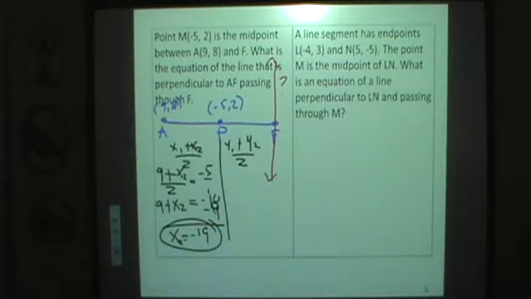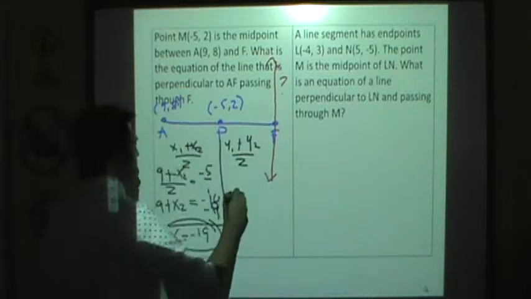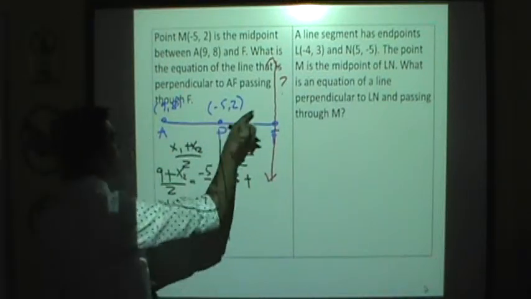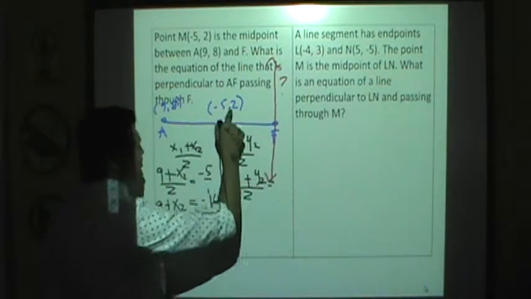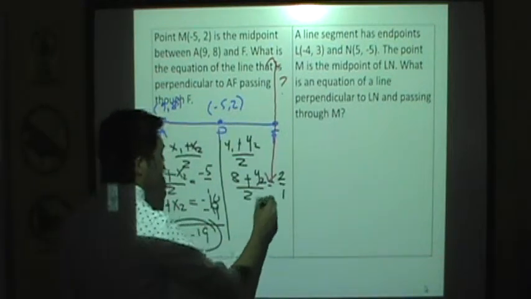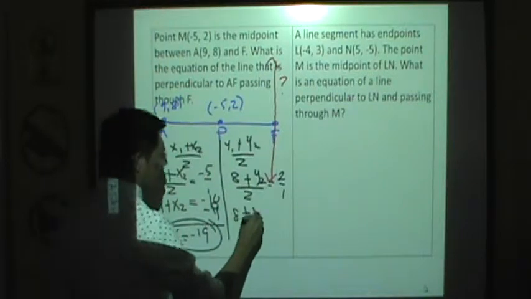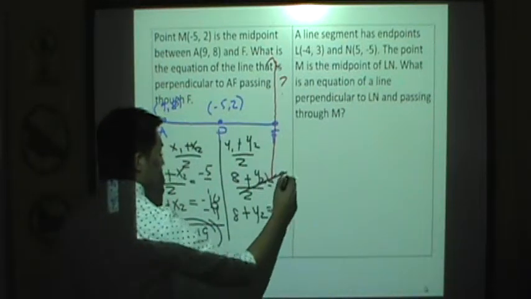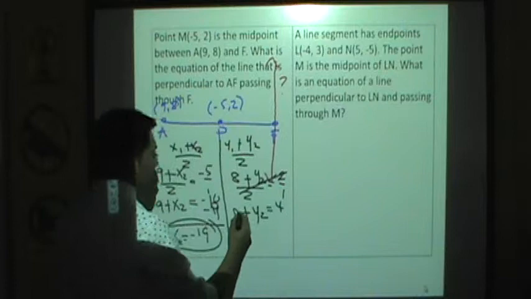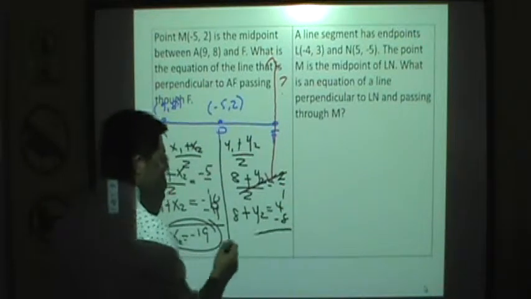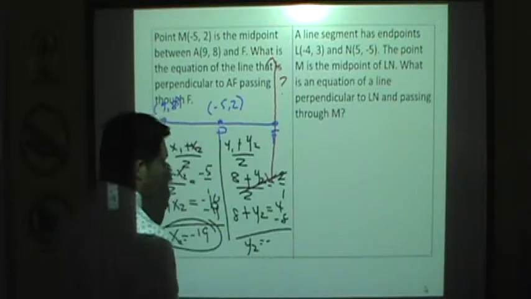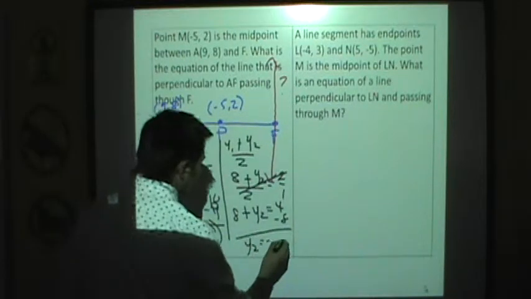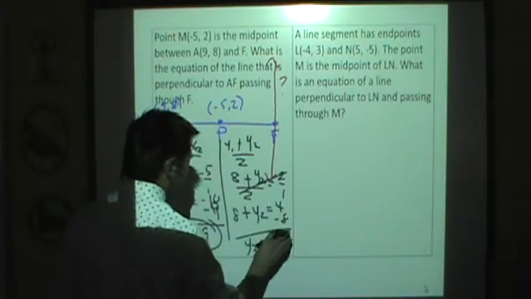And find the y. y1 is 8 plus y2. No, we don't have y2, but we have a midpoint of 2. Make it over 1, cross multiply: 8 plus y2 equals 2 times 2, which is 4. Move that over, becomes minus 8, and now you have y2 equals negative 4.